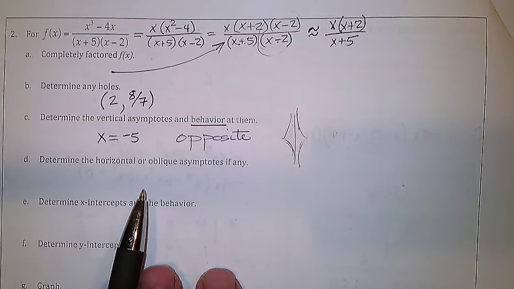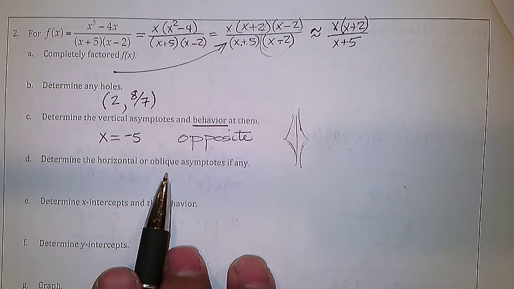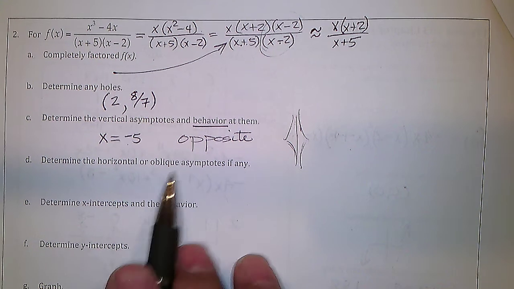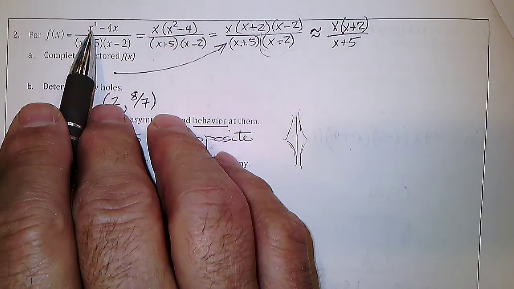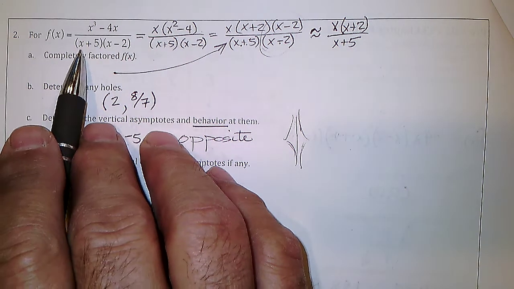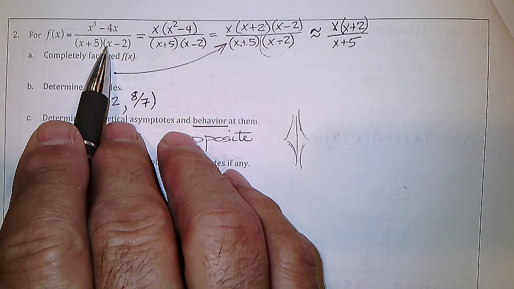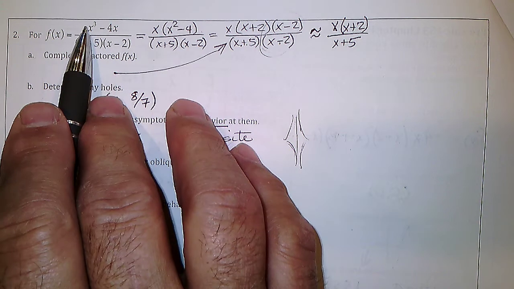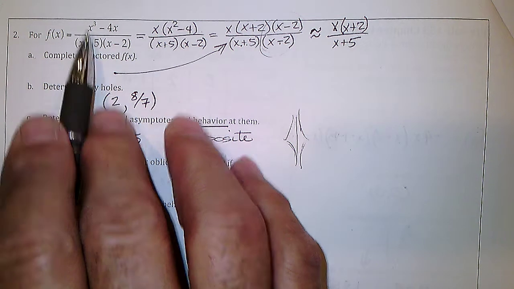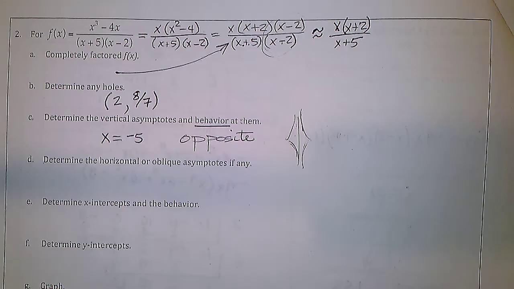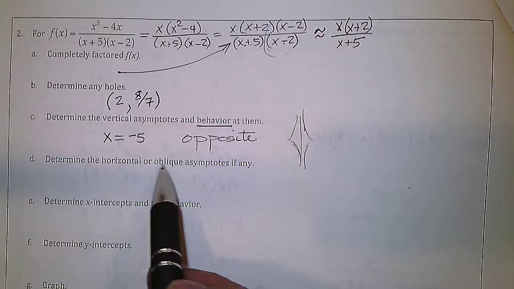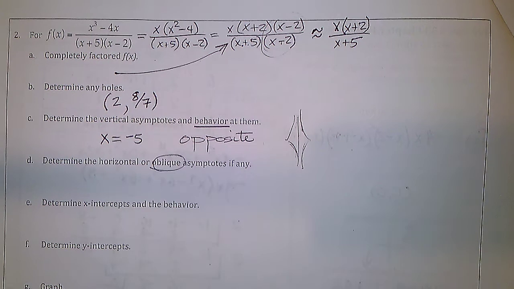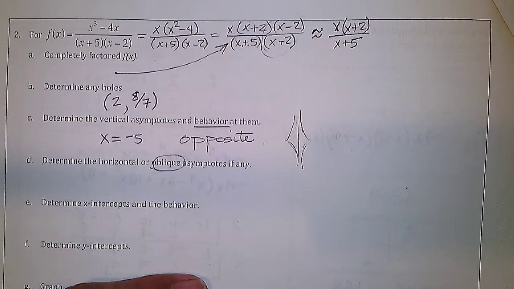Now determine whether it's horizontal or oblique. Well, the degree of the numerator was 3. The degree of the denominator would be x squared. So the degree in the numerator is larger by 1, and so it has an oblique asymptote. And to find it, we do long division or synthetic division if possible.